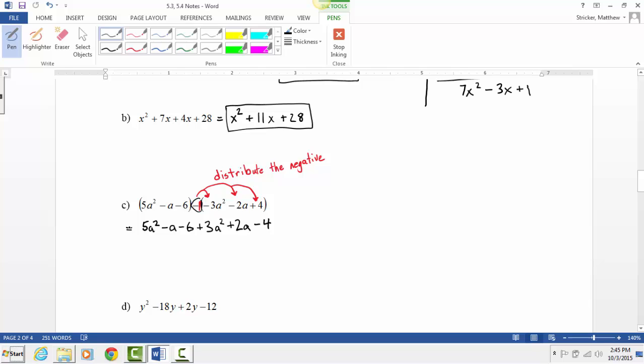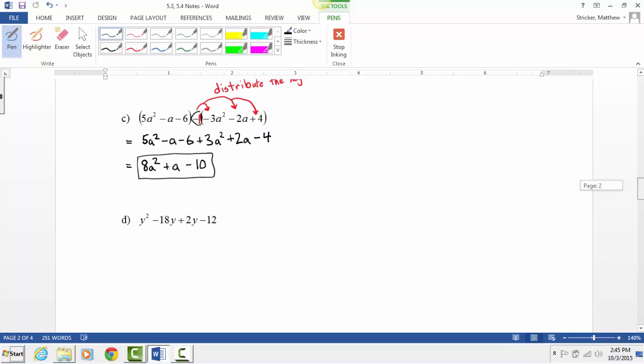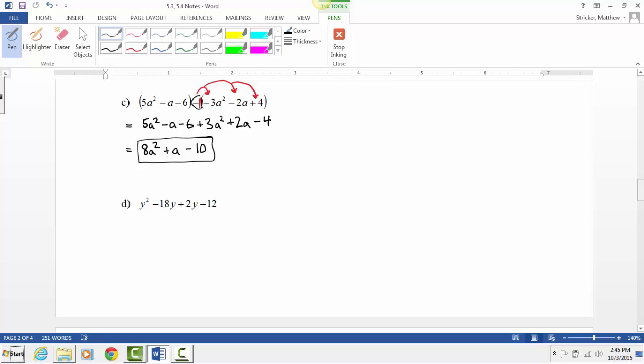Now again, we combine like terms. We have 5a squared and positive 3a squared. That makes 8a squared. Then we have negative a plus 2a is plus 1a. Then we have negative 6 minus 4 is negative 10. There you have it. One last example here.